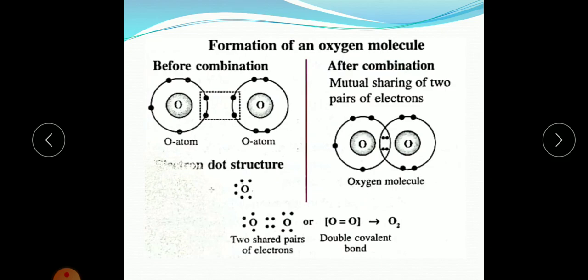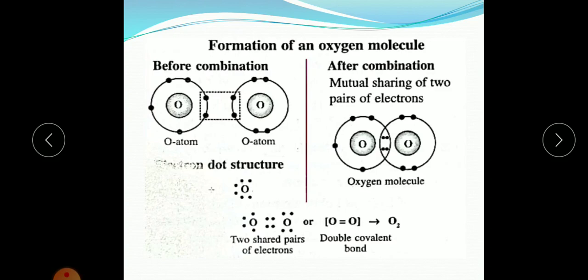If you write down the oxygen electronic configuration, we have 6 electrons in the outermost shell, because the electronic configuration is 2, 6. On each oxygen atom we have 6 electrons, but we need to make it stable, that means 8 electrons in the outermost shell. If you do one sharing, only 7 electrons will be reached. But if you do 2 electron sharing, now this atom will also have 8 electrons, so that will be stable.